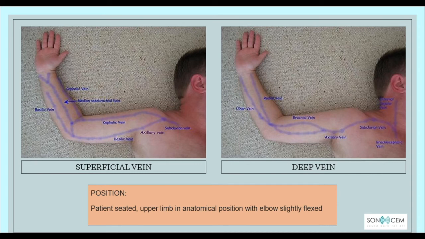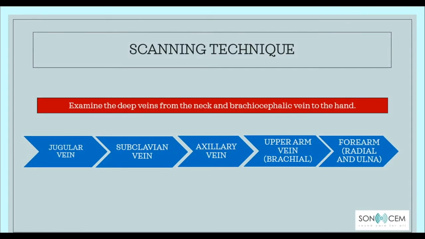We will need to scan the upper limb vein from jugular vein to subclavian vein, then axillary vein, upper arm vein, then to the forearm vein, because that is the normal flow. We examine the deep vein from the neck and brachiocephalic vein to the hand.